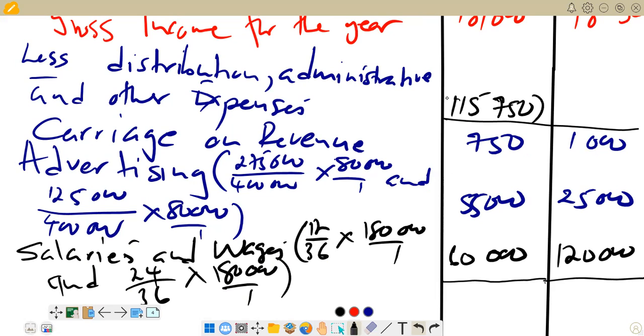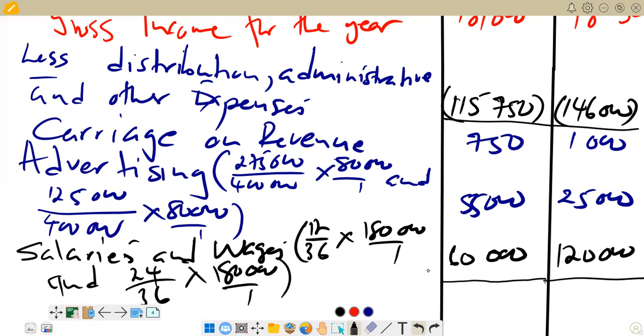And obviously we are subtracting this figure. Then for the second part, you are saying 1,000 plus 25,000 plus 120,000. So 1,000, we add 25,000, and then we add 120,000. Then the answer that we get is 146,000. So here, 146,000. Then obviously we subtract.